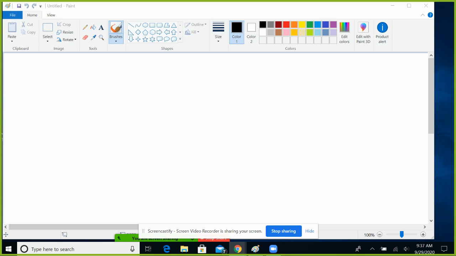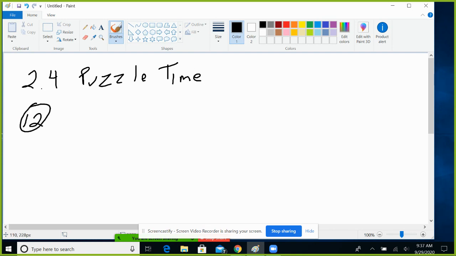All right, we are doing corrections for 2.4 puzzle time worksheets. And we are doing number 12. That's a great one.